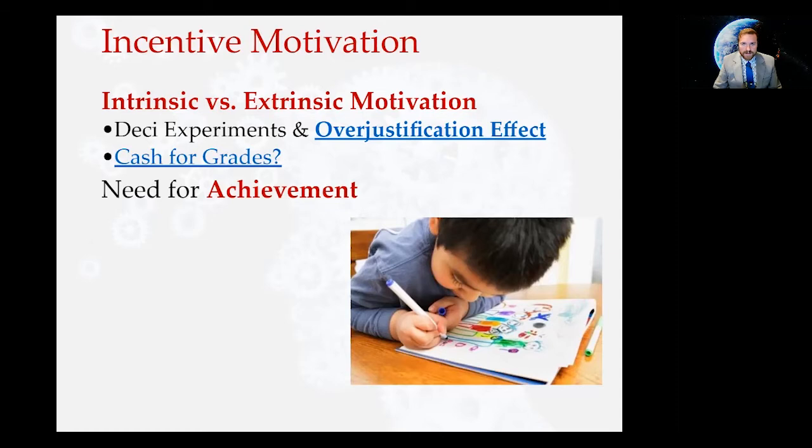And then the other thing that can be motivating for us is a need for achievement. Some of us are motivated simply because we want to be the best or we want to be better than other people. So achievement motivation is another type of cognitive motivation as well.